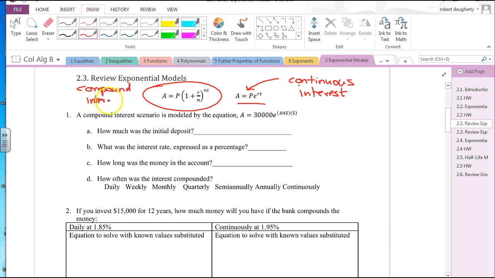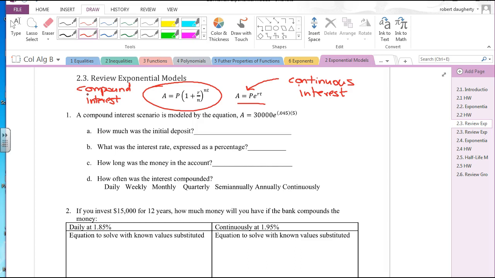And your clue in a word problem is to look for how often it's compounded. If it's a piece of time that you can discretely know, like a day, a week, or a month, it's the formula on the left. If it's compounded with the word continuously, that's the formula on the right. So let's look at this.